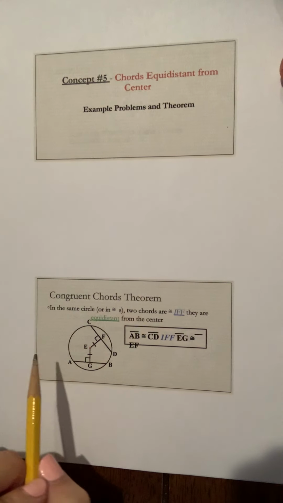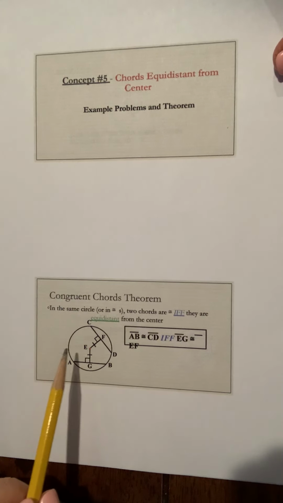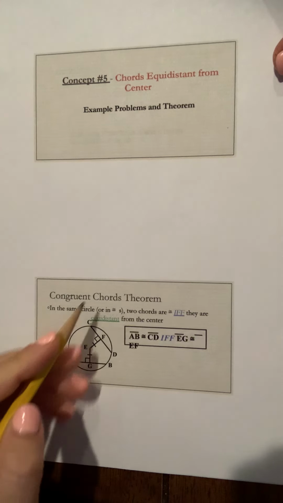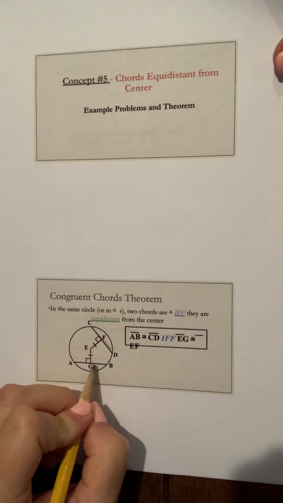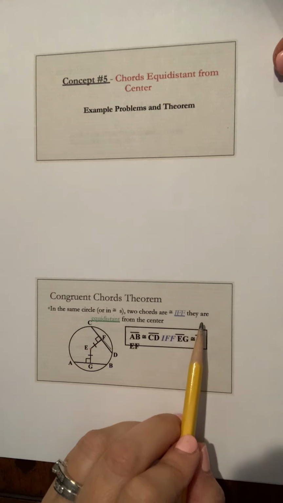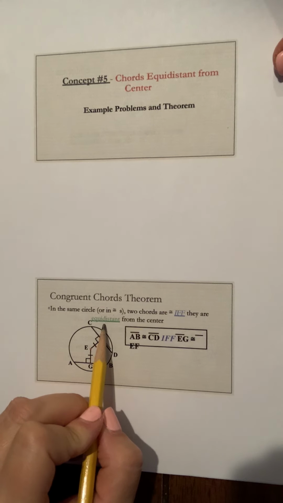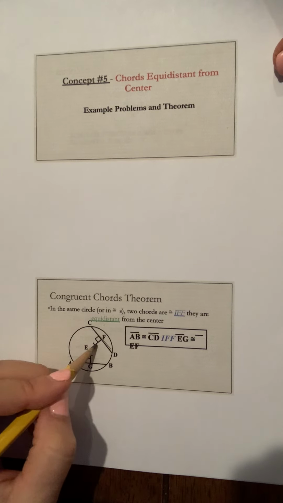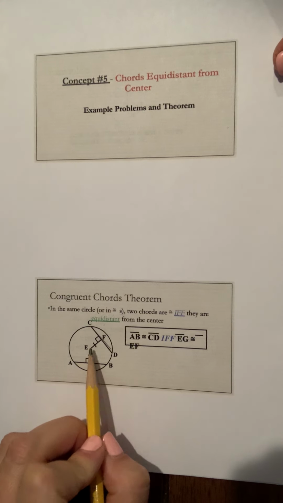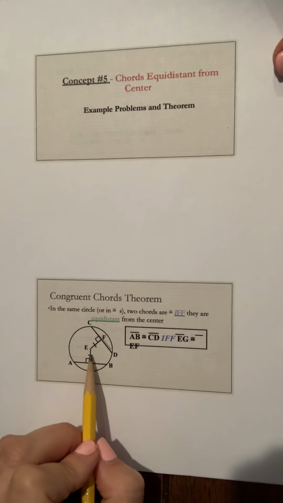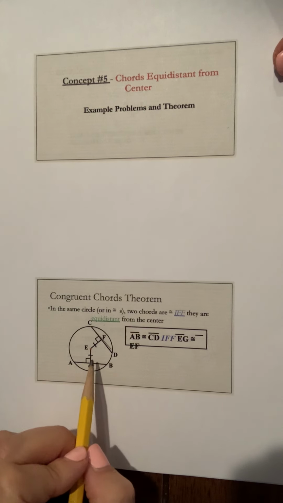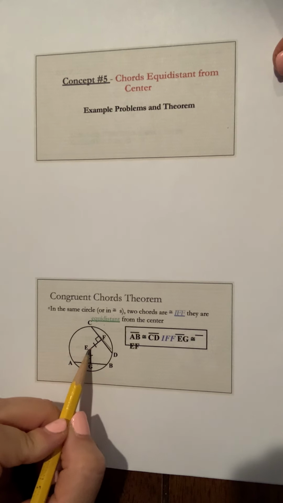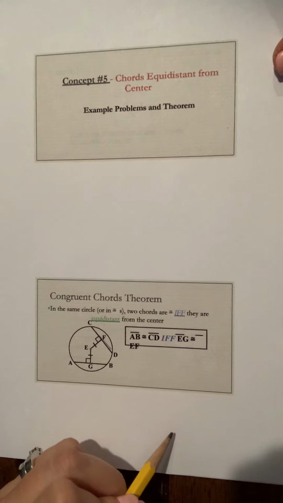Last concept, and this is the last theorem for this section. It says, in the same circle or in congruent circles, two chords will be congruent if and only if they are equidistant from the center. That means that if the two chords are being shown as being the same distance from that center point of the circle, then the chords are congruent. Now you have to see that they're the same distance. They have to tell you or show you, okay? So if two chords are the same distance from the center of the circle, then the chords are congruent.